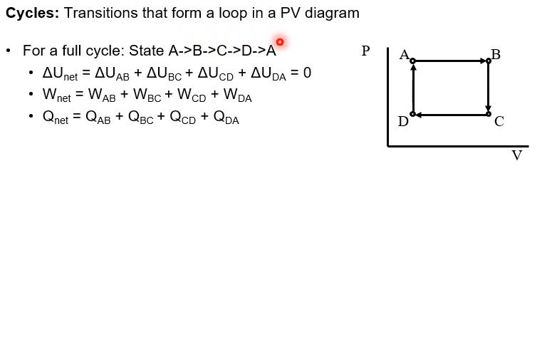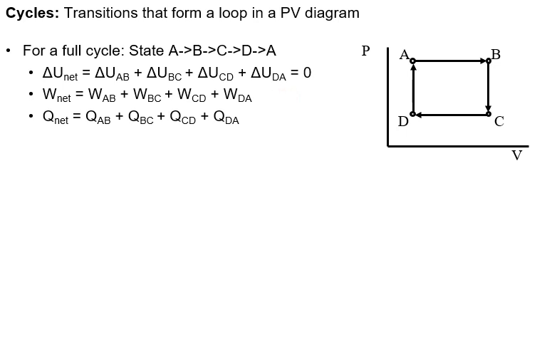So let's calculate the net internal energy change. Well, you have an internal energy change from A to B, B to C, C to D, and D to A. You sum all of those up, the net internal energy change is 0. Because if I start out in some state and I wind up back in the same state, there's no net internal energy change. Okay, so this equation can be useful sometimes.